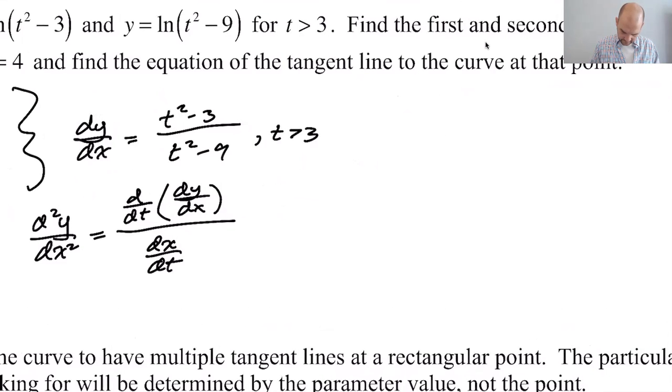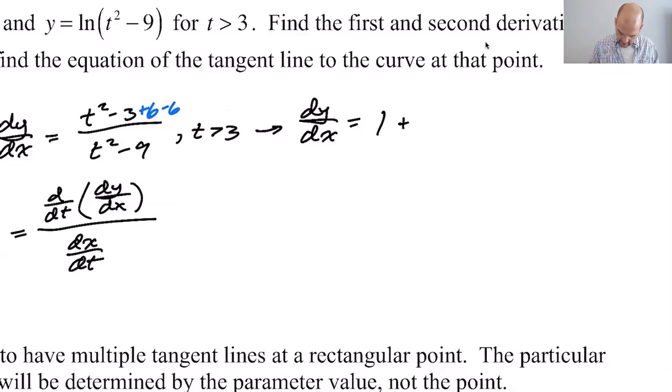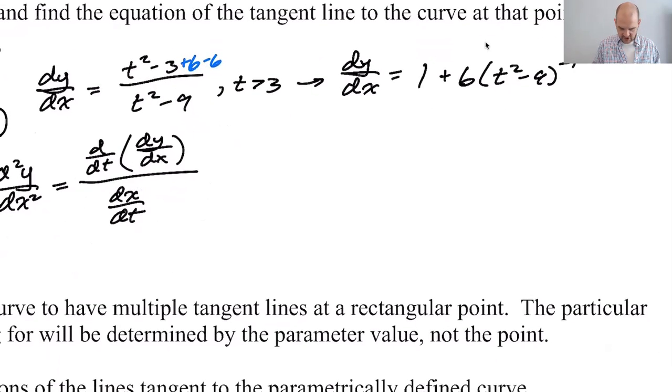So what I'm going to do is add and subtract 6 in the numerator here. So I'm basically doing +6 -6, and that's nothing, right? But then I get t squared minus 9 plus 6 over t squared minus 9. And I can rewrite that as, t squared minus 9 over t squared minus 9 is 1, and then I have plus 6 over t squared minus 9, but I can write that as 6 times (t squared minus 9) to the -1. The reason I would want to do that is to avoid using the quotient rule. Now I can just chain rule this thing.